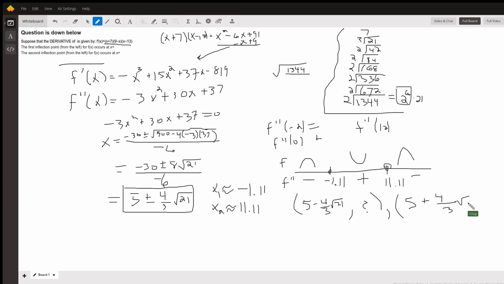Now we could have different forms for that answer. I could have left this like this, or I could divide top and bottom by 2 and get negative 15 plus or minus 4 radical 21 over negative 3.